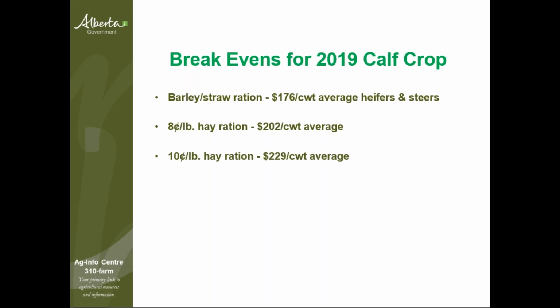At 10 cents a pound, $229 a hundredweight, and you've got to remember that's an average between heifers and steers. And if there's a bigger differential between heifers and steers, that might be a little bit tough.